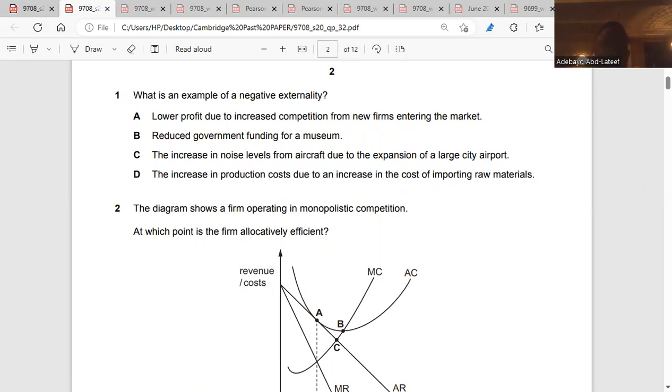The increase in noise levels from aircraft due to the expansion of a large city airport disturbs everybody. So that's the external cost. The last one, the increase in production cost, is a private cost. So the answer is C. Okay, is it clear? Very clear.